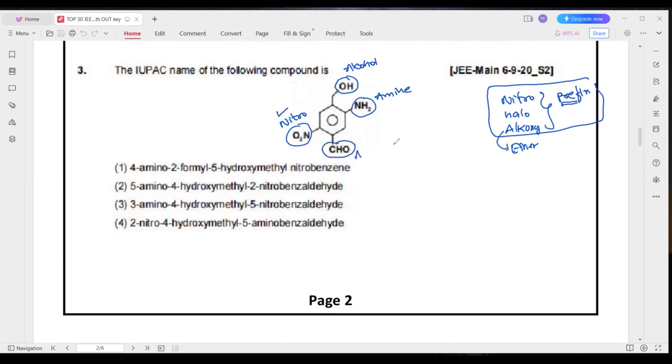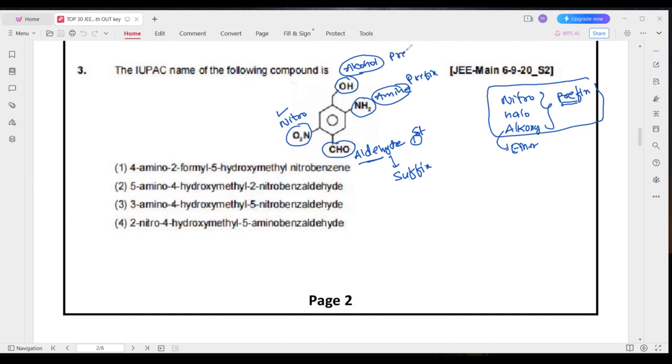And we have another functional group, aldehyde. In the priority order, aldehyde comes first, and amine, alcohol, nitro follow next. Therefore we should give the preference to aldehyde, not to the alcohol, not to the amine, not to the nitro compound. So the numbering and suffix must be written with respect to the aldehyde only. This is the first preferred. Whichever is first preferred is written as the suffix. All the remaining ones, the second, third, fourth preferences, are written in the prefix.